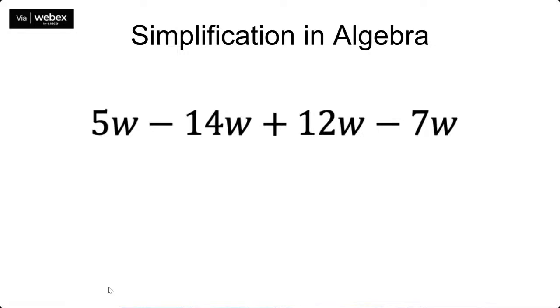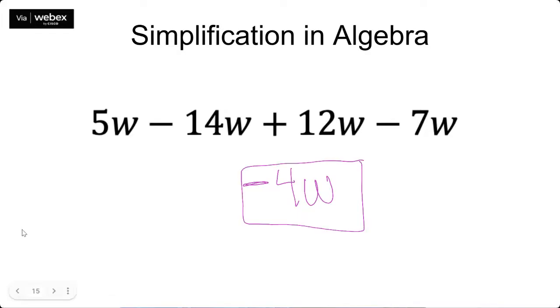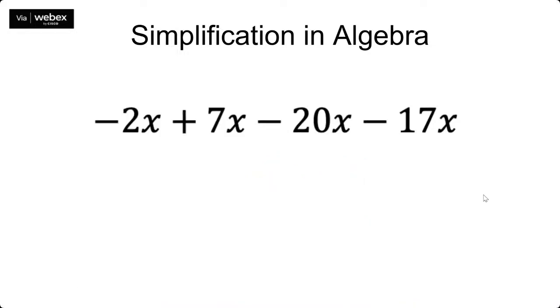Anybody confused on how we got -4W? 5 minus 14 plus 12 minus 7. If we put just the coefficients in our calculator, we're going to get a -4, and all we have to do is add the variable, -4W. Great job. Y'all are doing amazing. Here's your next one. Drop your answers.